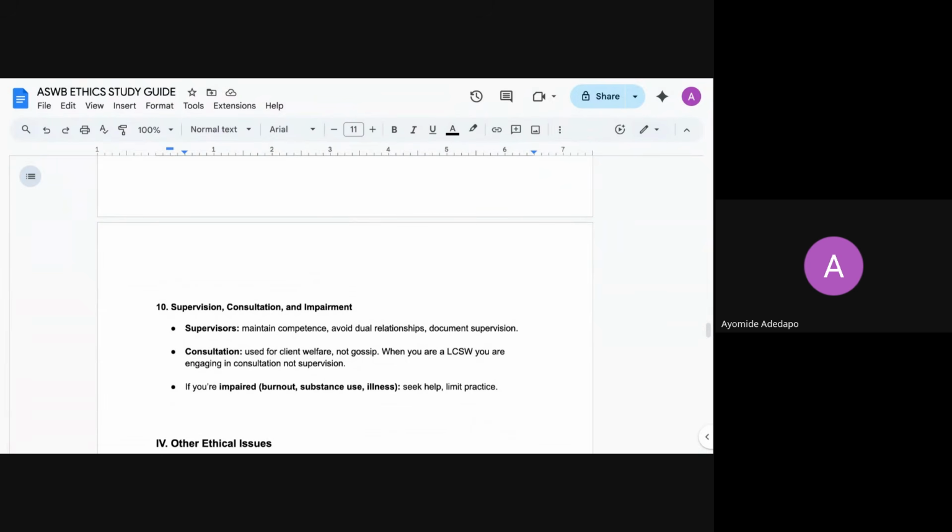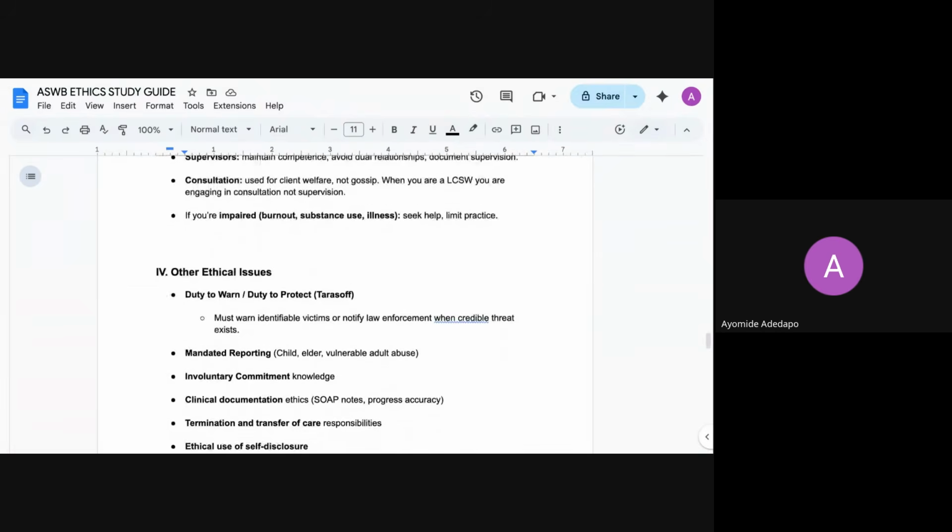Remember, supervision, we get that when we are an associate license. Consultation, we get that when we're fully licensed. And when we do consultation, we are fully liable for whatever choice we choose. When we get supervision, our supervisor and us are liable for what we choose to do.